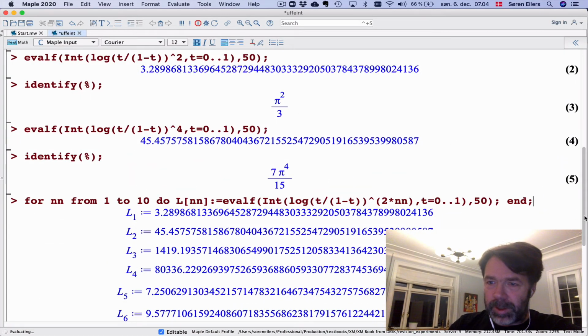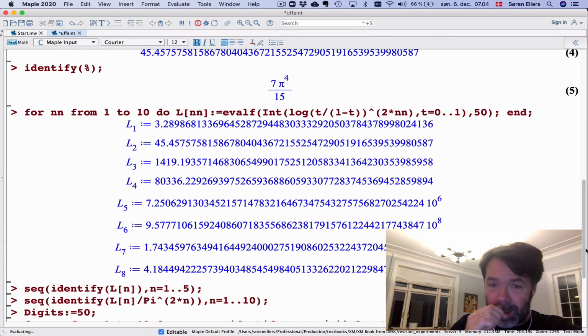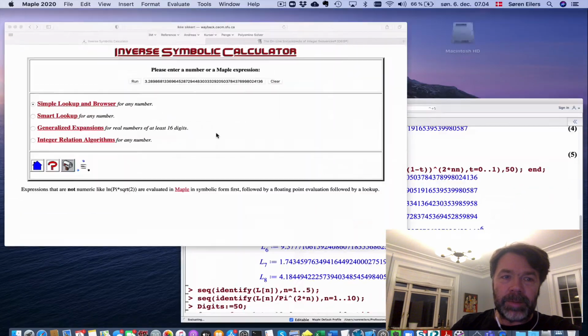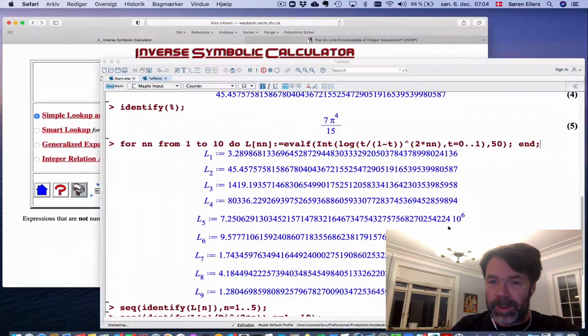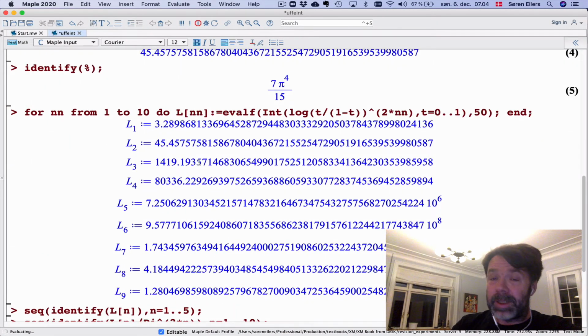So I'm just going to check on my computation here. We're down to 8. I could take my other constants and try to feed them into the inverse symbolic calculator, and let me tell you what would happen. If I do the same with the second constant that I found, I also get a hit. But already with the third one, which is the one with 1419, I don't get a hit.